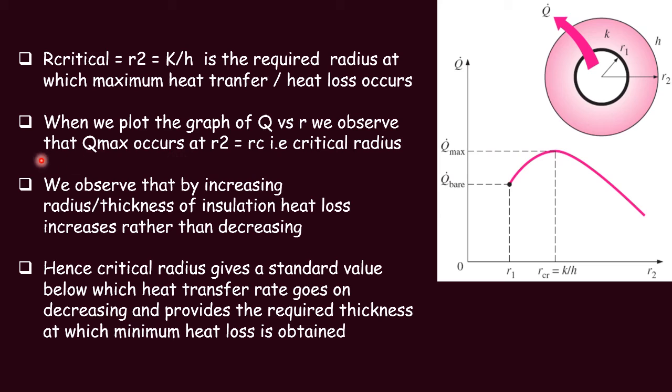But our aim was to minimize the heat losses, but by increasing the thickness of insulation, we are not decreasing the losses, but rather increasing the heat losses. So why are we considering the critical radius definition or analyzing this? Because the critical radius not only gives us the maximum value of heat transfer or heat loss, but also the standard value or the reference value below which the heat transfer rate goes on decreasing, and provides us with a particular thickness at which minimum heat loss can be obtained.